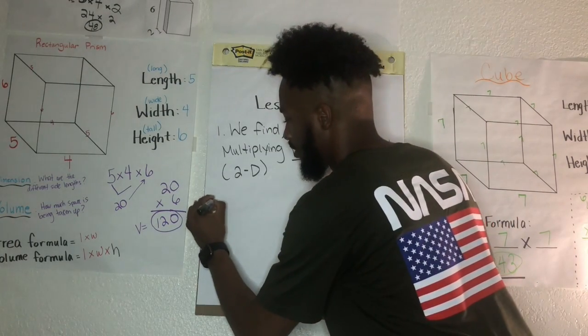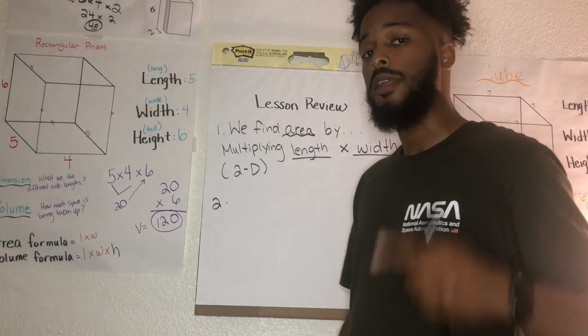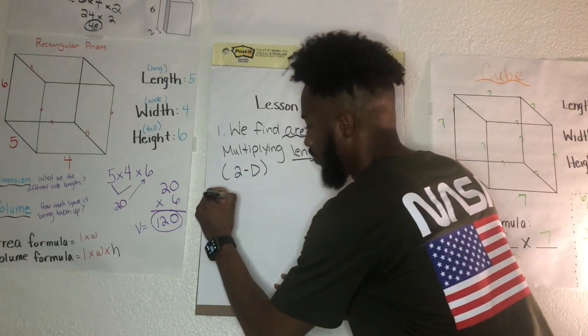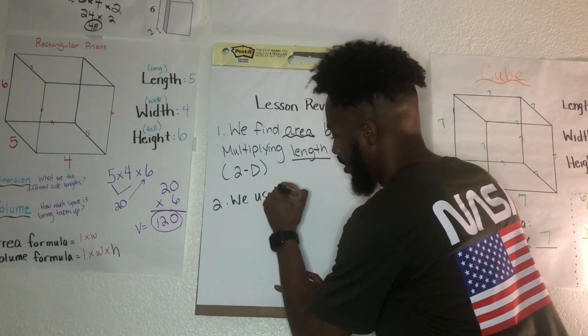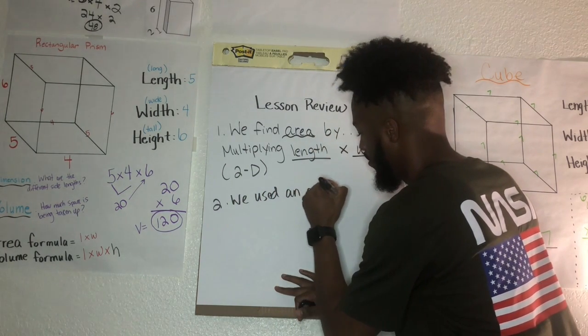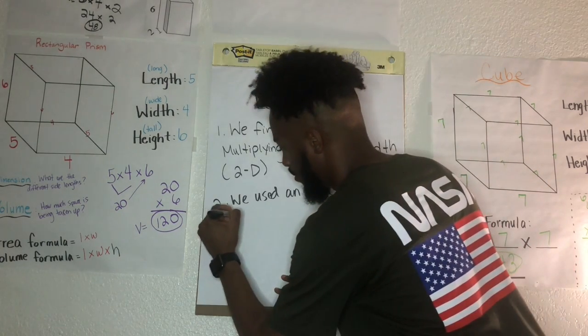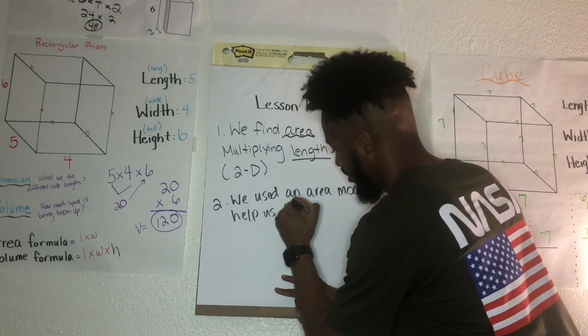And then secondly, what did we do? We used an area model to help us find the product.